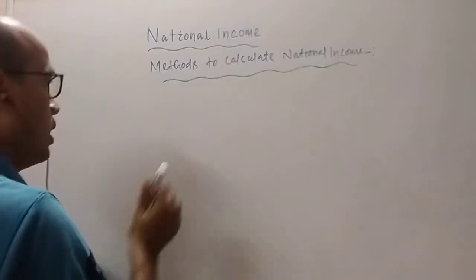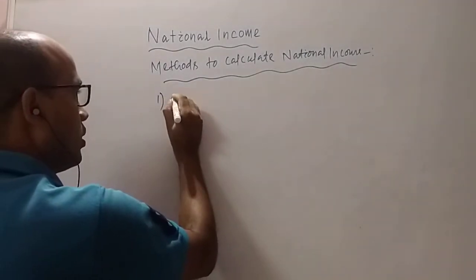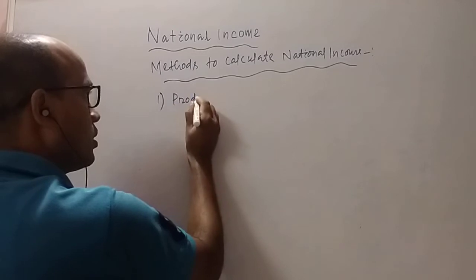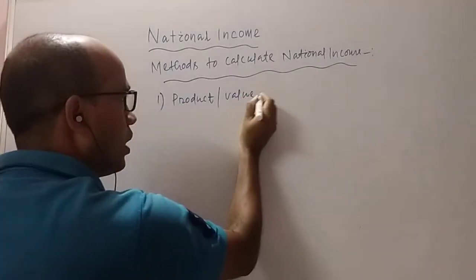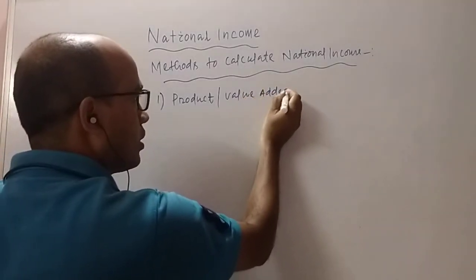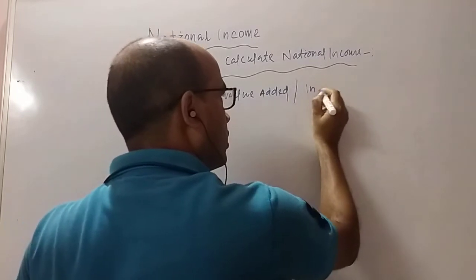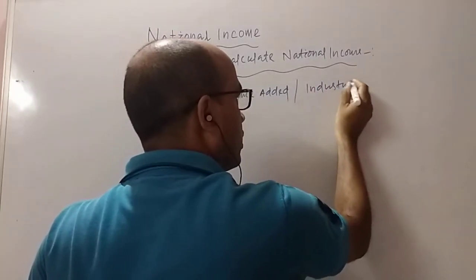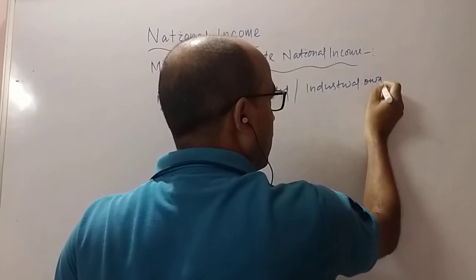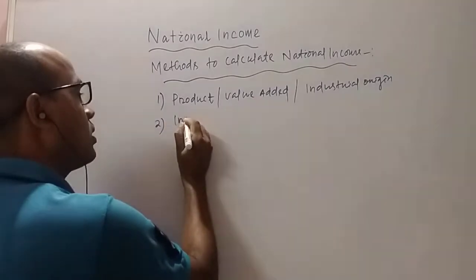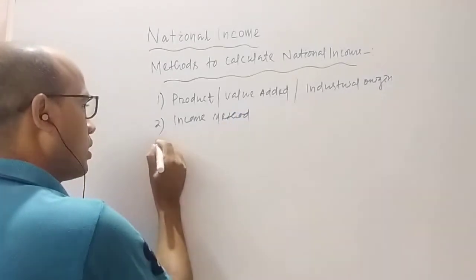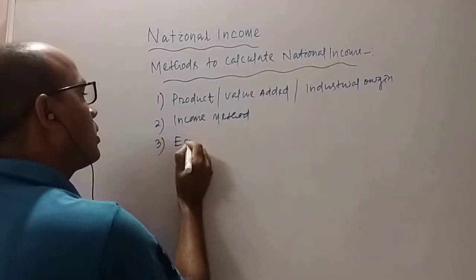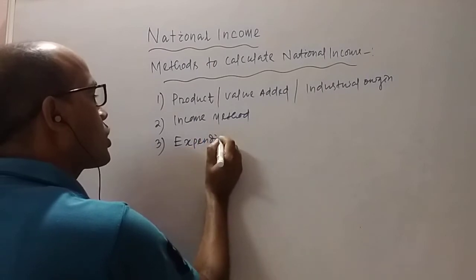there are 3 methods. The first one is known as product method, also known as value added or industrial origin. The second one is known as income method, and the third one is known as expenditure method.